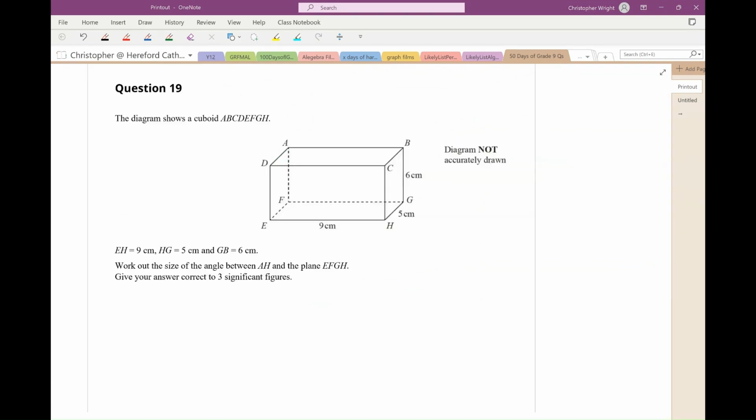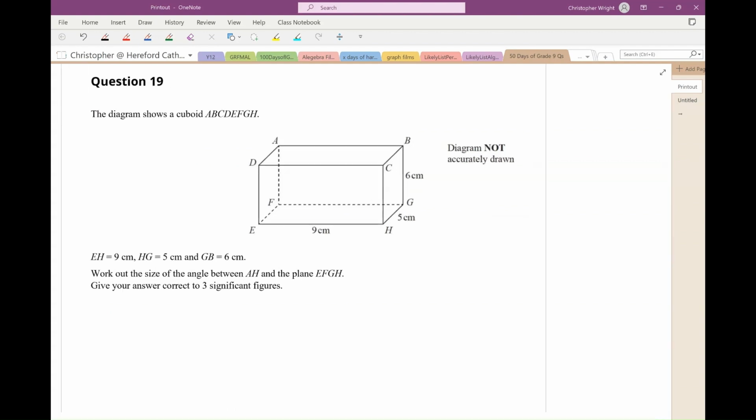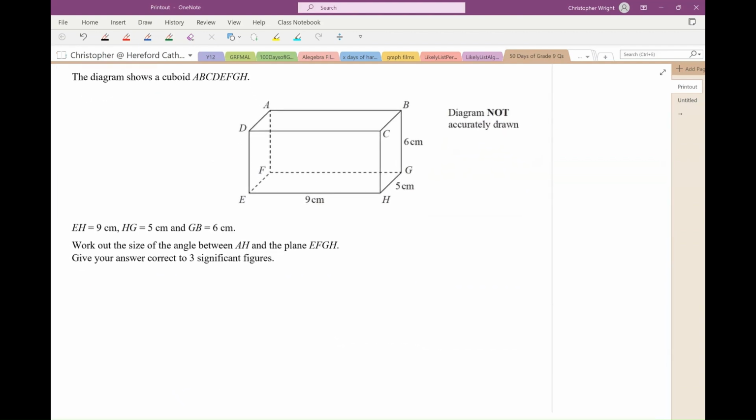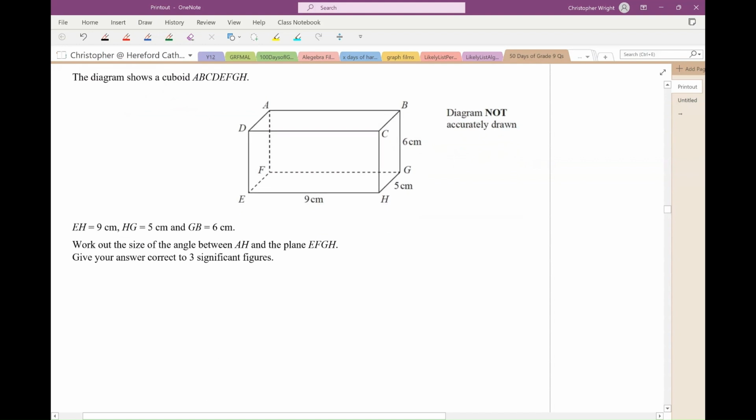Question 19. This looks like 3D trig to me. The diagram shows a cuboid. EH is 9, that's marked, and that's marked. Work out the size of the angle between AH, I better draw that, A to H, and the plane EFGH. Well, that's the bottom of the shape, isn't it?